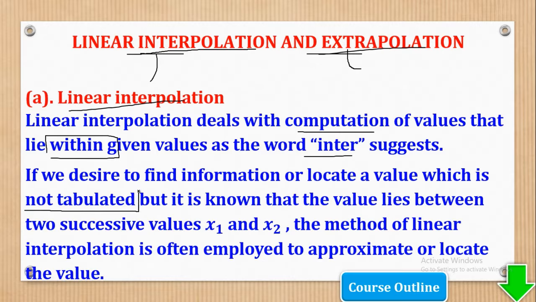So if we desire to find information or locate a value which is not tabulated, this topic will involve values which are tabulated and they ask you for a certain value which is not within the given table, but it is known that the value lies between two successive values x1 and x2 which are already in the table. The method of linear interpolation is often employed to approximate or locate the value.